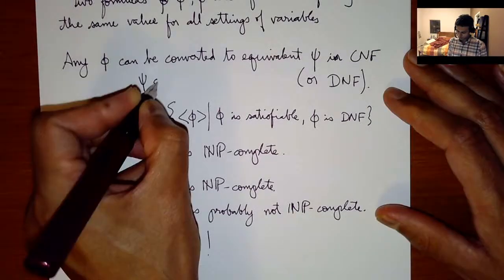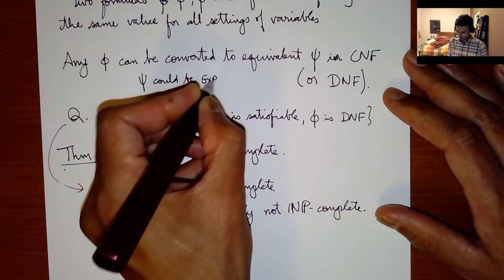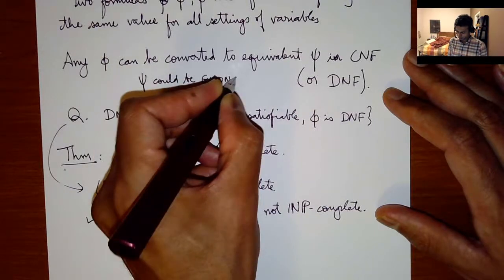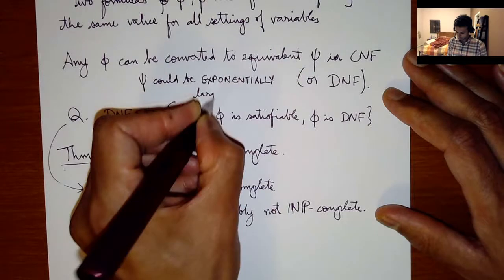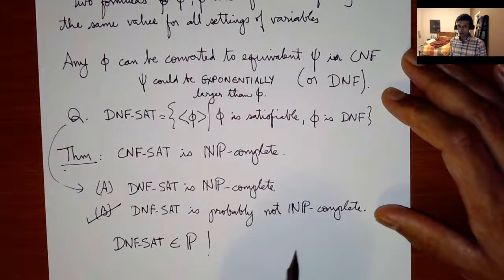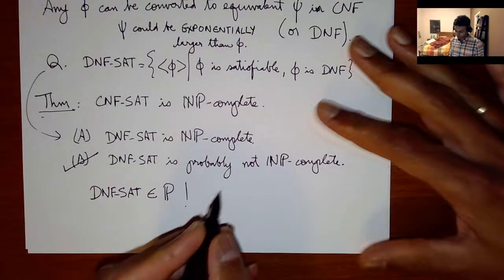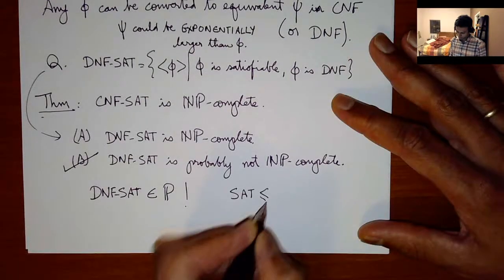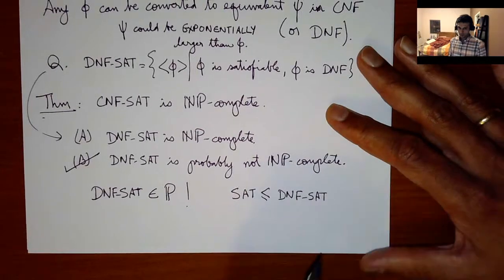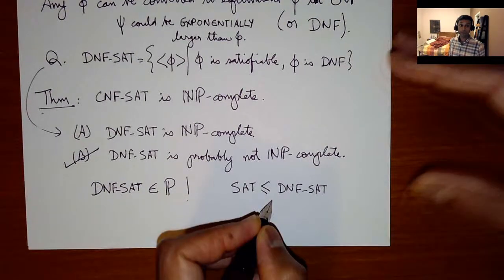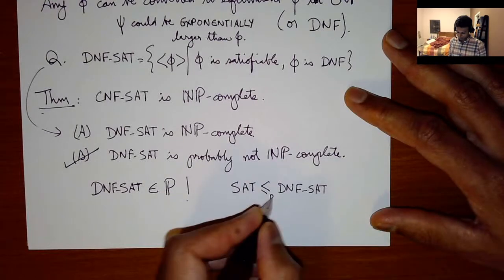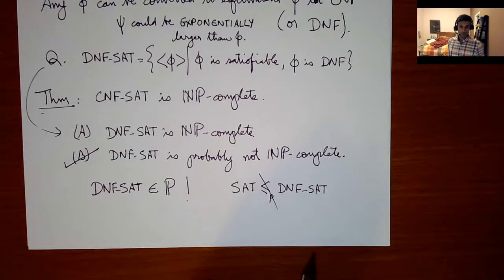C could be exponentially larger than phi. So I gave you a reduction, but it's not an efficient reduction. This is just your typical mapping reduction. What I have not been able to show you, we don't know, maybe it's true, but this I didn't show. I just showed you that there is a reduction, and that reduction is actually pretty straightforward.